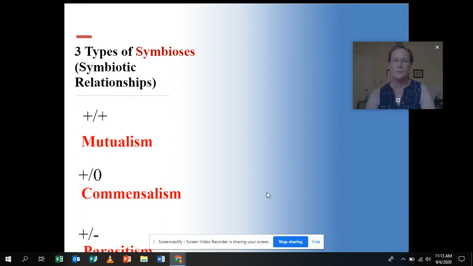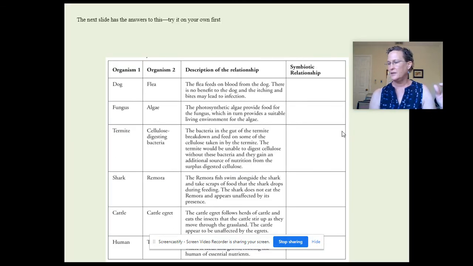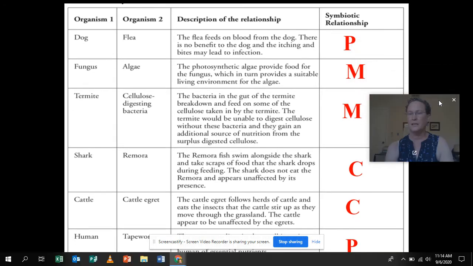So in your packet, you can see parasitism. You have a list of organisms interacting and a description of the relationship. And you should fill in here if it is a P, an M, or a C: a parasitism, a commensalism, or a mutualism. So you can pause and look at that, because on the next slide, it'll be the answers. So why don't you pause right now? Because I'd like you to try this first and then I'll show you the answers. I'm about to show you the answers. There's the answers. So check yourself. And if you had any points of confusion, please bring those to class. I'm going to continue.